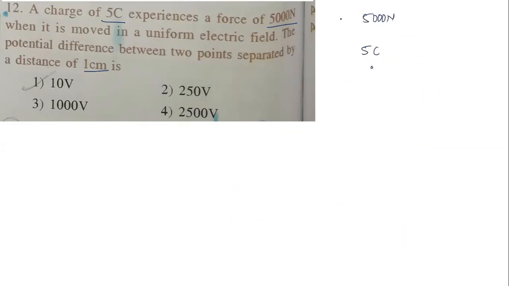5,000 Newton. When it is moved in a uniform electric field, the potential difference between the 2 points separated by a distance of how much? 1 centimeter. There is a point, there is a point. The distance between them, how much is given in the question? 1 centimeter. Let us assume that we are going to move a charge from here to here in this direction.